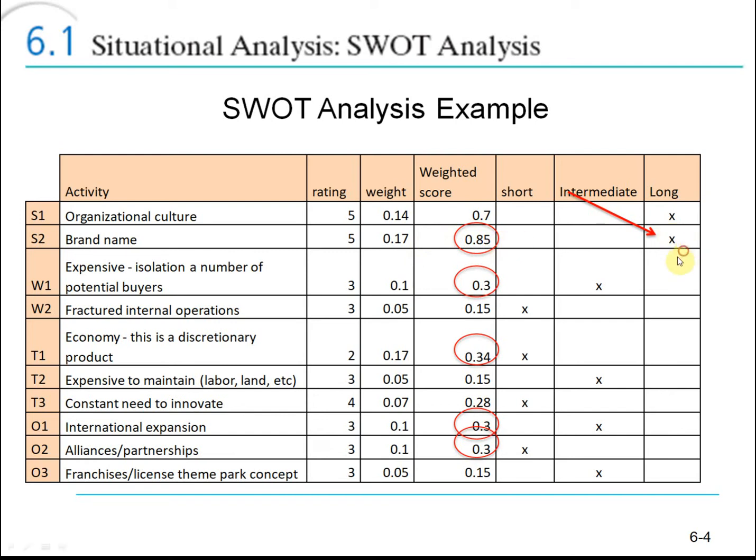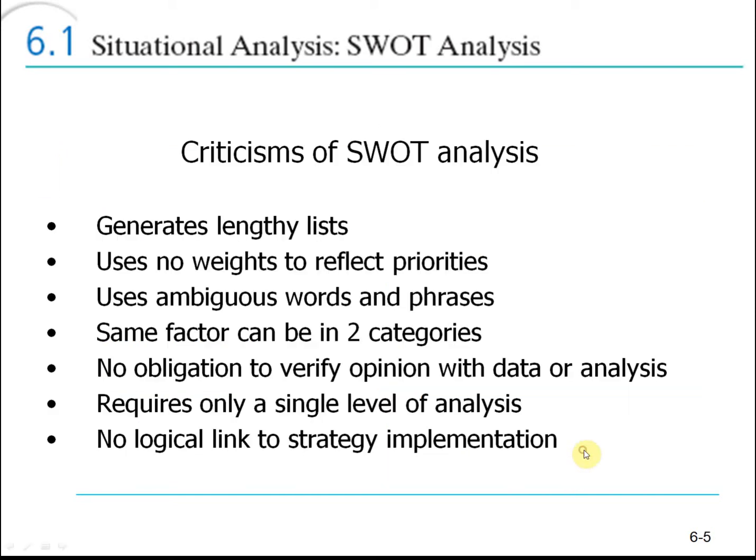So we want to remove that from our consideration and focus primarily on activities that we want to exploit for our strategy on things that are short-term and intermediate that have a high weighted score. In this case, we have 4 items that fit that category. You want to centralize your strategic activities and recommendations around these 4 criteria in this case.